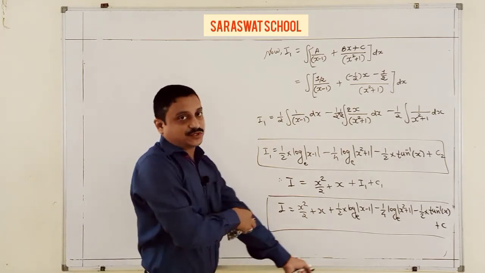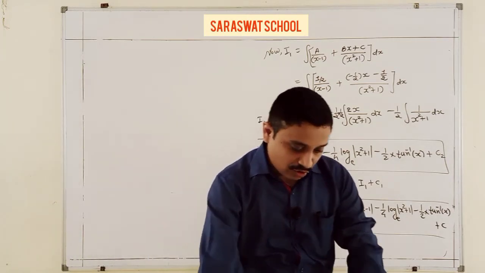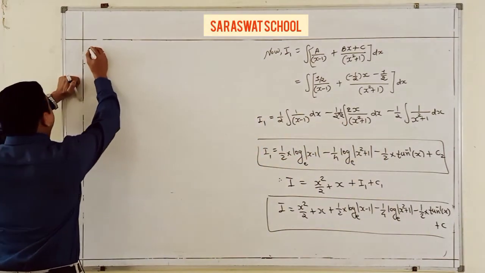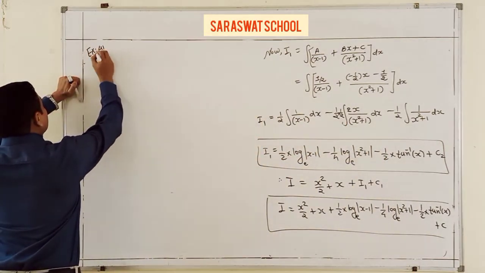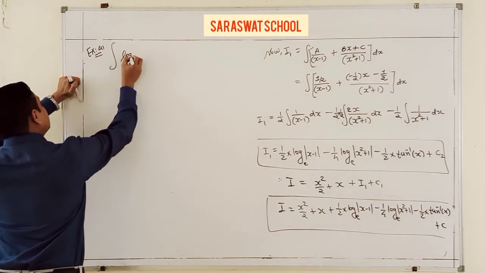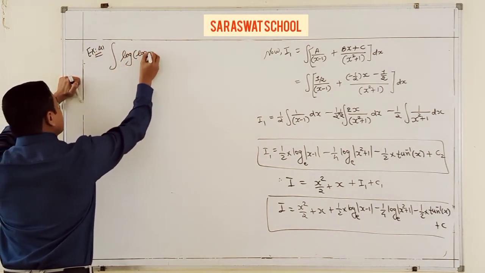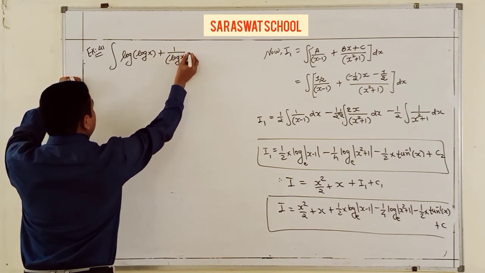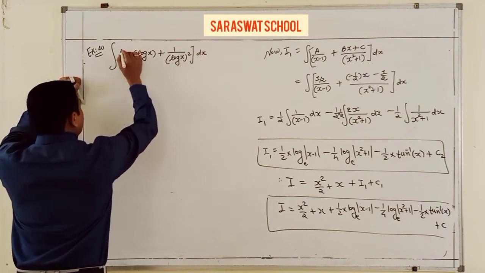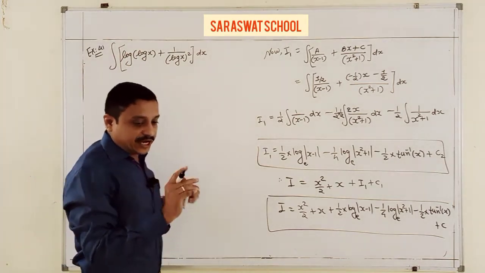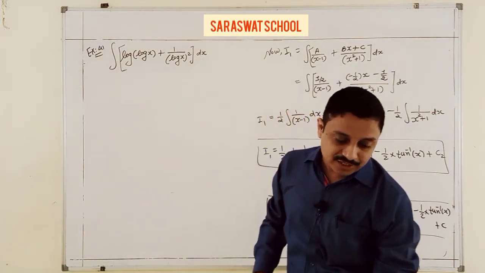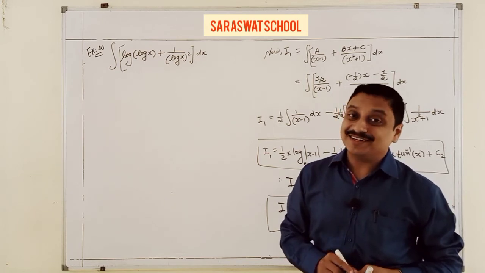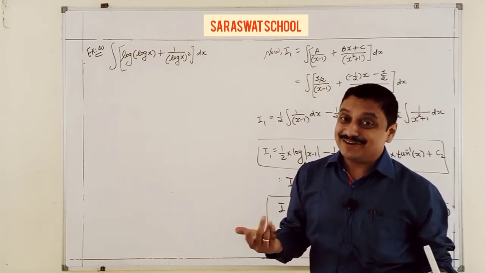Integration, same as we, 41. Example 41: integral of log of log x plus 1 by log x square. Again, let me check the question. Log of log x, 1 by log x square. In textbook printed, different method. And I explain different method.